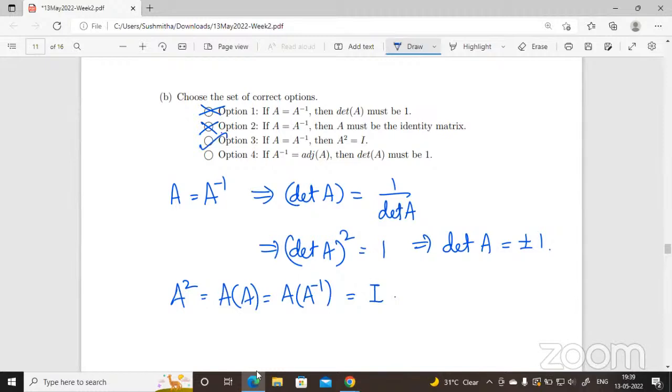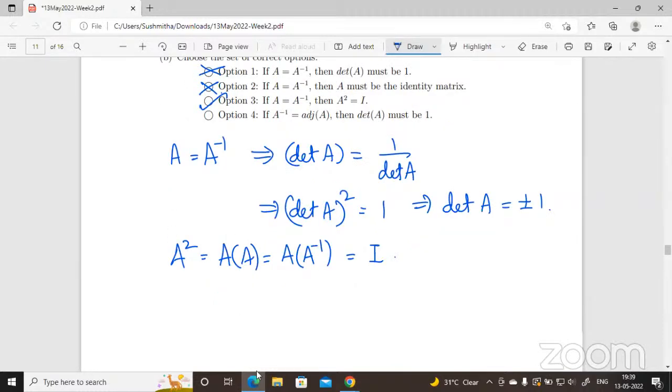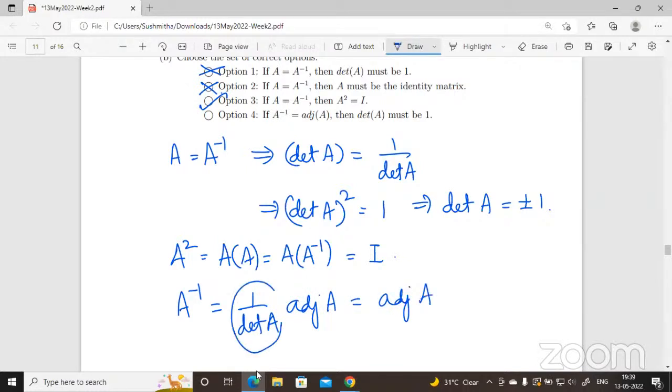If A inverse is equal to adjoint A, then determinant of A must be 1. What is A inverse? It is 1 by determinant of A into adjoint of A. But this is equal to adjoint of A, which means this has to be 1.